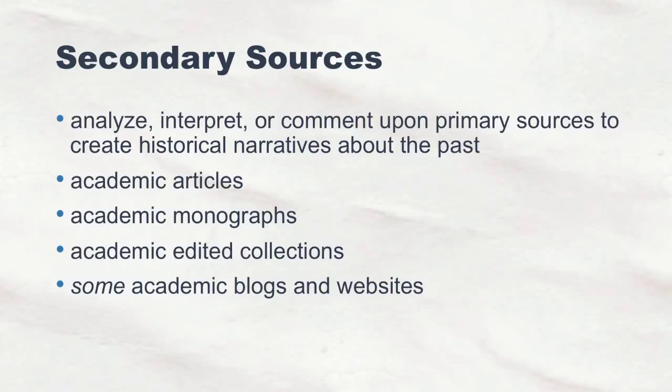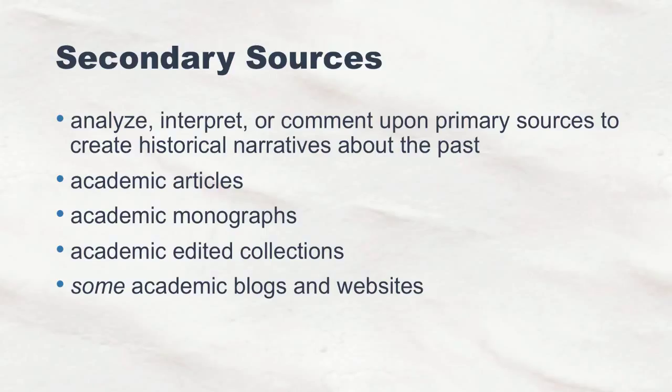In contrast to primary sources, secondary sources analyze, interpret, or comment upon primary sources to create historical narratives about the past. So they use primary sources to inform them about what happened. Typical secondary sources are academic articles, academic monographs, academic edited collections, and some academic blogs and websites. And the key to figuring out what is a secondary source is, first of all, does it have footnotes? And do those footnotes go to primary sources?